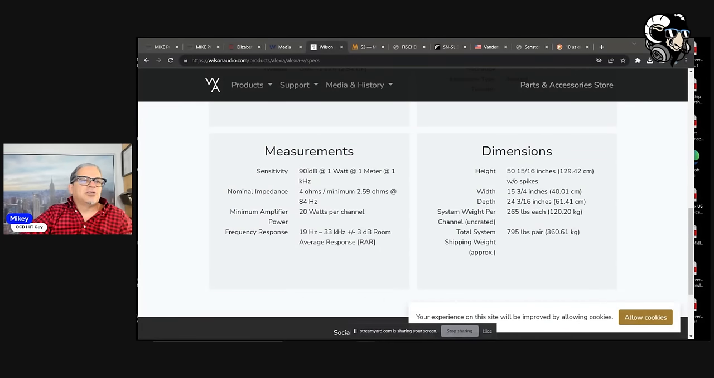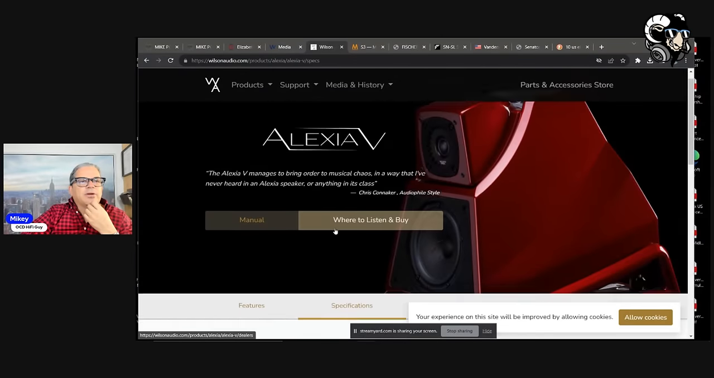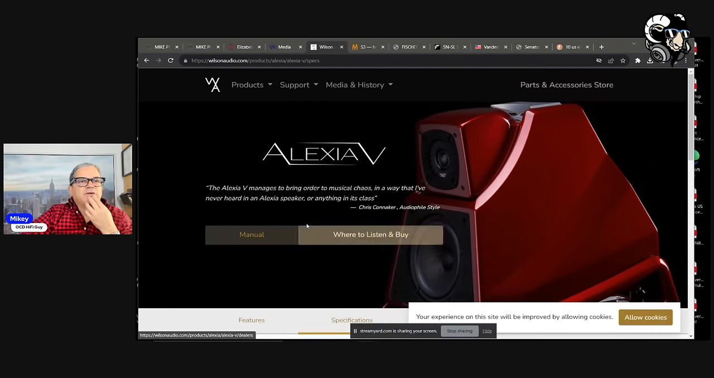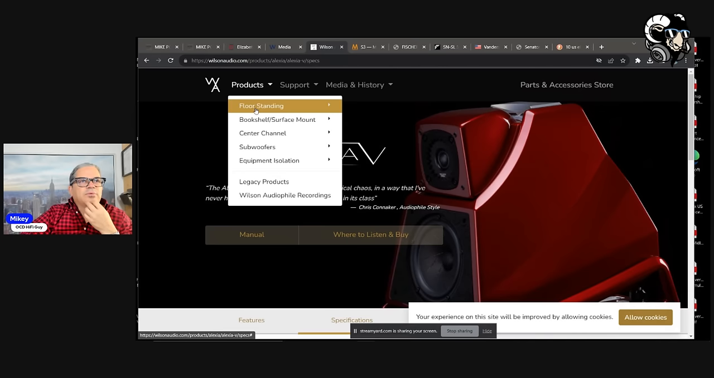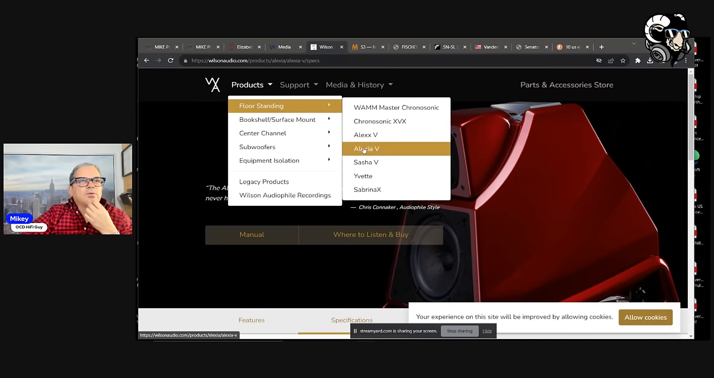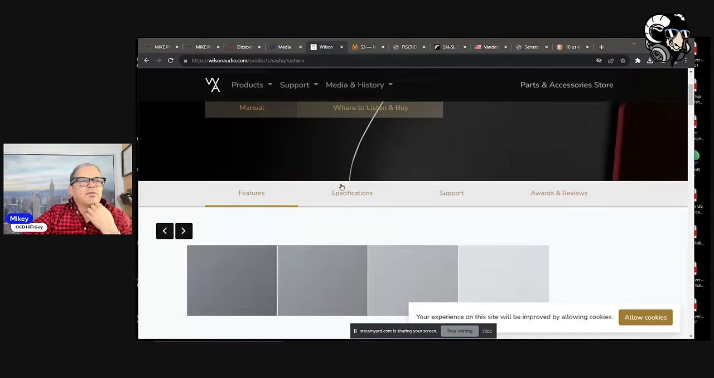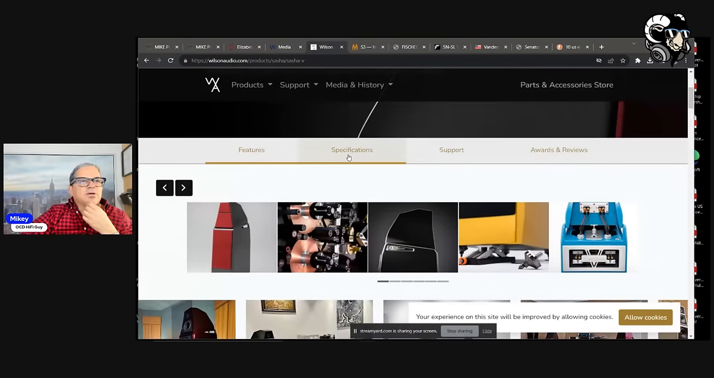Here's the measurements. It's 90 dB, 1 watt. It's 4 ohms. The frequency response. Okay, so they give us negative 3 dB, but they say room average response. So what this tells me, if this is 19 hertz, let's see if this is even the proper one. I don't think this is the Alexia B. The proper one would be Sasha, what we were looking at before. So let's go to the spec.